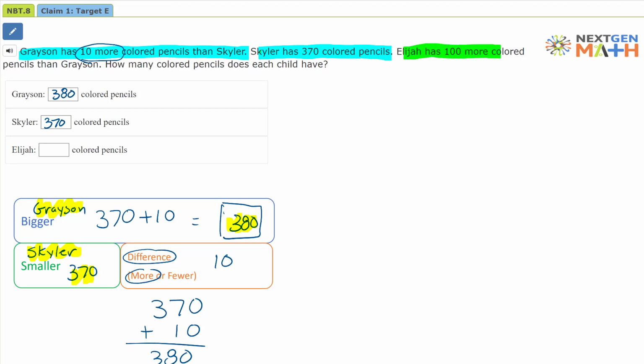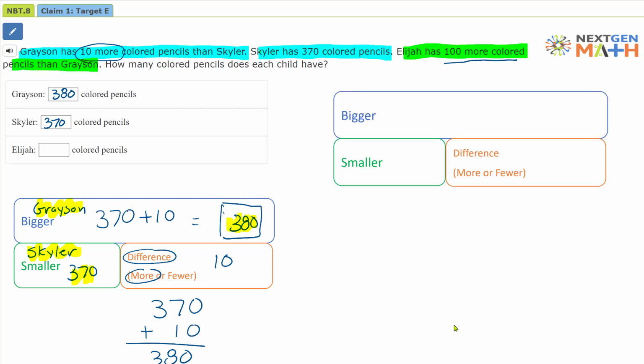Elijah has 100 more colored pencils than Grayson. Well, that's going to be another comparison problem because it says 100 more. But this time, who are we comparing? We're comparing Elijah with Grayson. So who has more? Well, the problem reads Elijah has what? 100 more colored pencils. So Elijah has the larger amount. Grayson now has the smaller amount because we're comparing Elijah to Grayson.